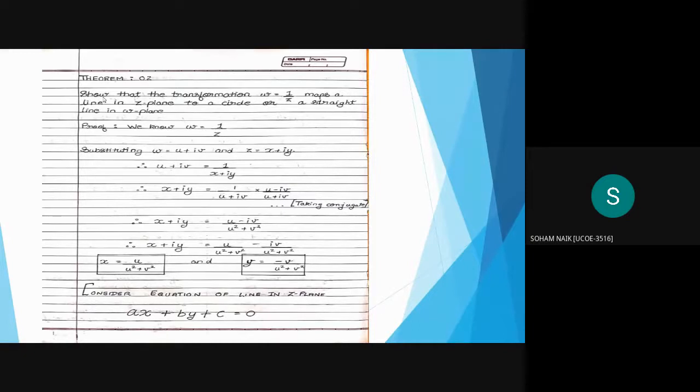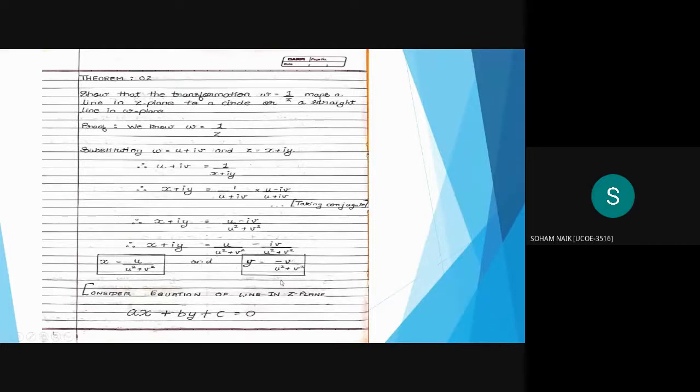We know W is equal to 1 by Z. Substituting W is equal to u plus iv and Z is equal to x plus iy, therefore u plus iv is equal to 1 upon x plus iy. Therefore x plus iy is equal to 1 upon u plus iv. When we rationalize throughout, we get x plus iy is equal to u minus iv upon u square plus v square. Therefore x plus iy is equal to u upon u square plus v square minus iv upon u square plus v square. If we differentiate the real and imaginary terms, we get x is equal to u upon u square plus v square and y is equal to minus v upon u square plus v square.